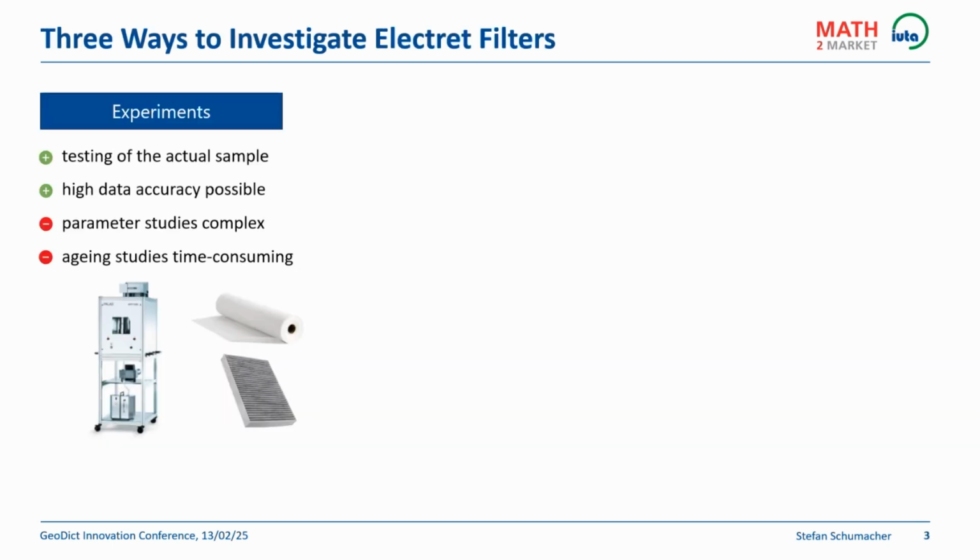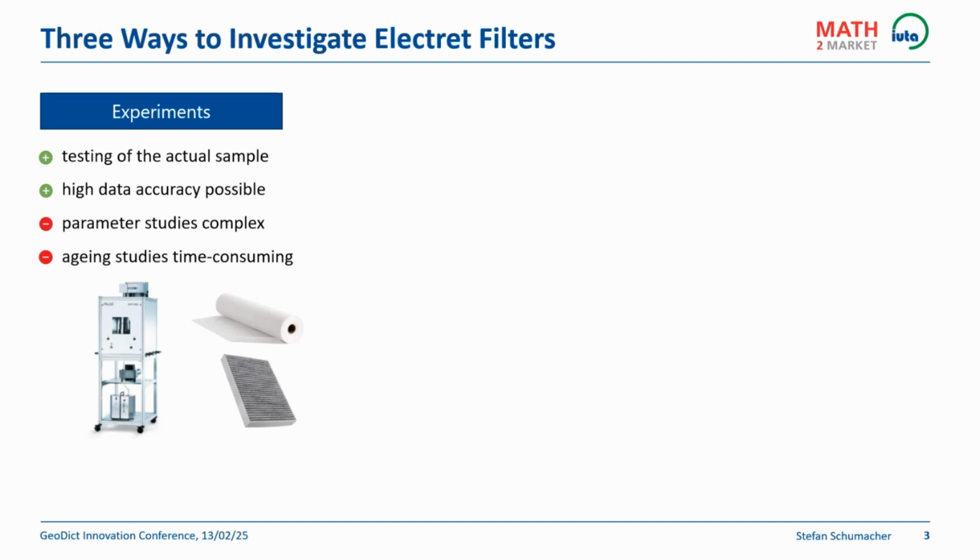If you want to learn more about the filters, there are basically three approaches. First is just testing the filter media, and that's probably the most direct approach. You test the actual filter medium. You have a lot of highly scientific equipment to do this. But the problem is if you want to change parameters, you have to produce a lot of samples, and it's quite some effort. And also if you want to use aging studies to see what happens in the long term, this takes very long and is especially costly.